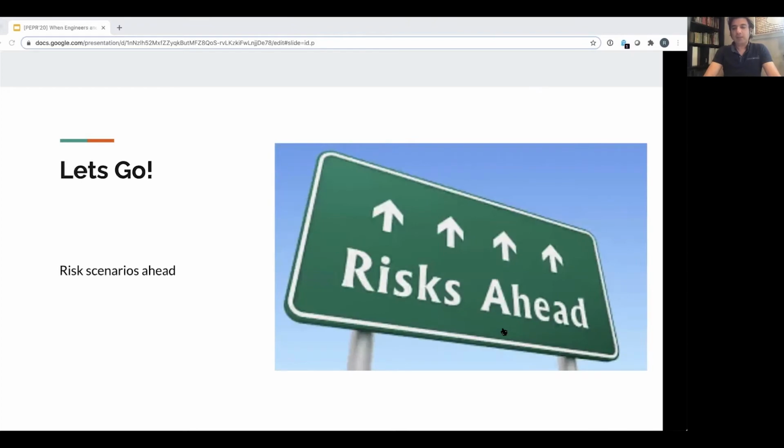So now that we have outlined the basic idea, let's put it into action. The best way to understand what right-sizing the risk profile looks like in practice is by using example scenarios. And that's what we're going to do in the remaining half of the presentation.